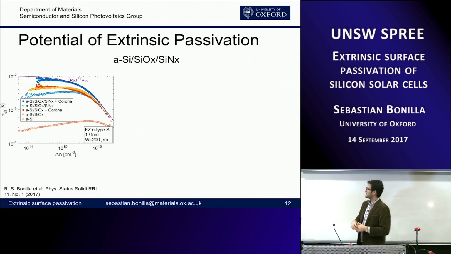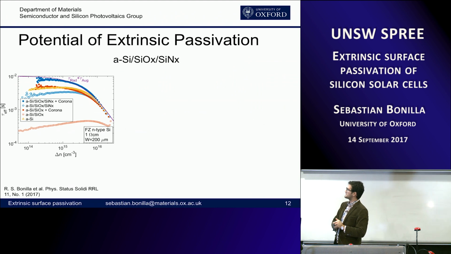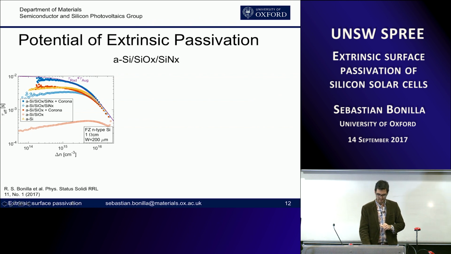Now I want to look at this example of the triple layer, amorphous silicon, silicon oxide, silicon nitride. Here we have the effective lifetime curves. First, when you deposit the oxide layer, the effective lifetime is not very good. But once you deposit the silicon nitride layer, which is the empty blue symbols here, your effective lifetime goes up again.